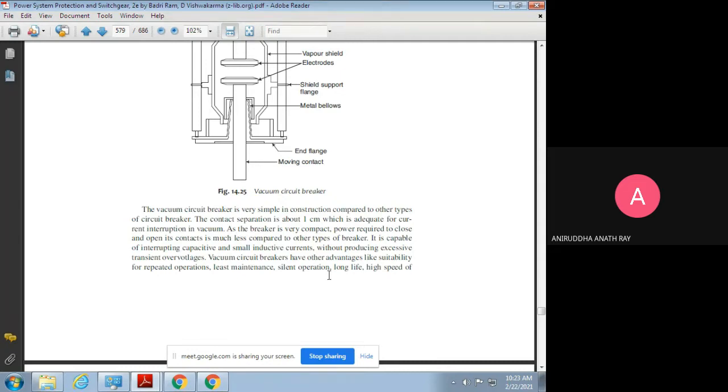Okay, so as the breaker is very compact, the power required to close and open its contacts is much less as compared to other types of breakers. So it is capable of interrupting capacitive and small inductive currents without producing excessive transient overvoltages.